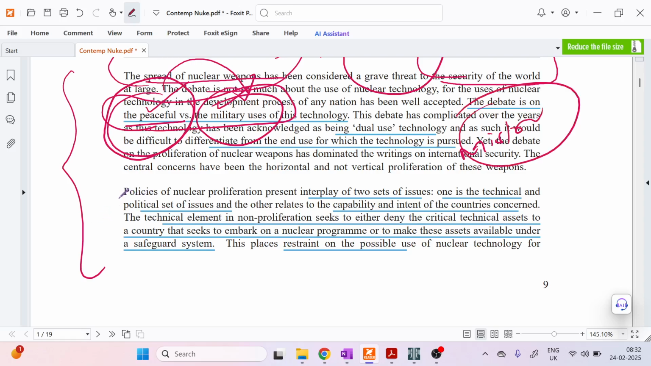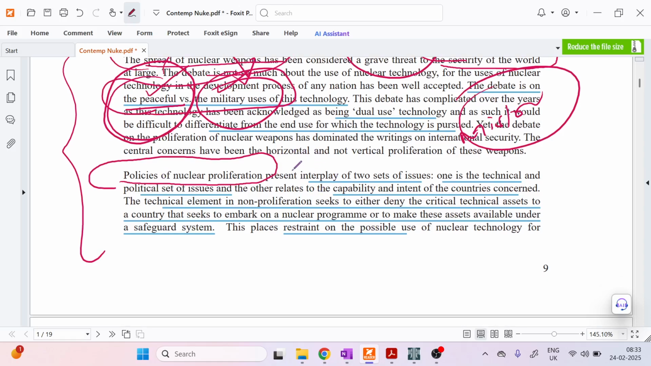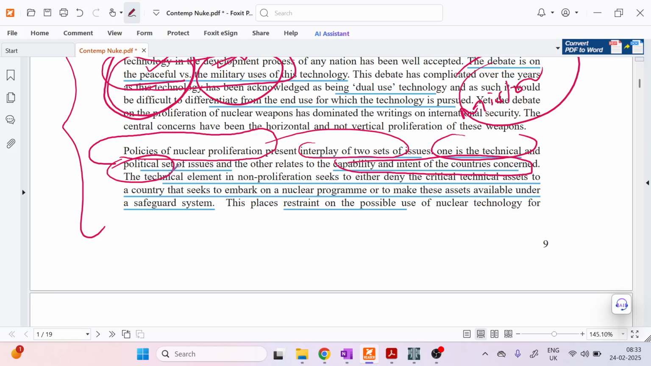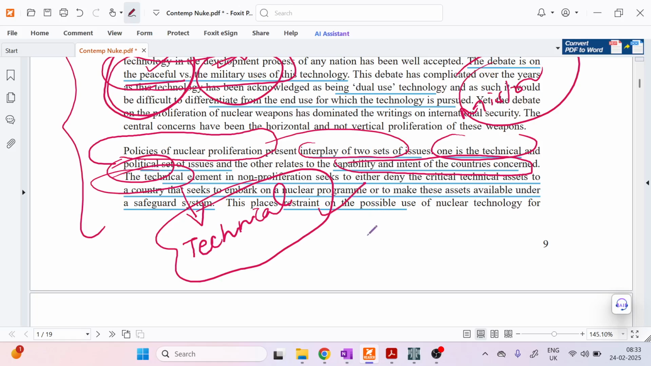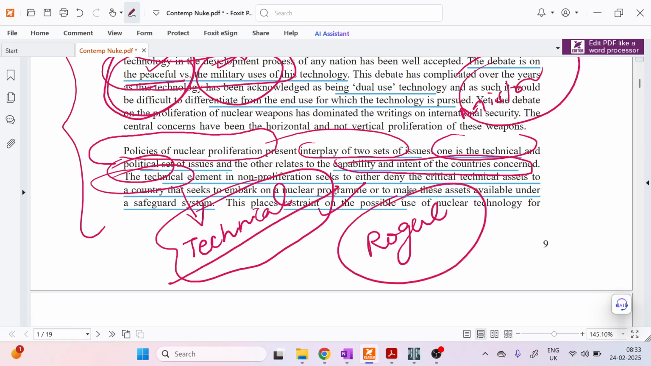Now, the countries, especially the great powers, when they want to control the spread of nuclear weapons, have established various policies. Such policies present an interplay of two sets of issues: the technical and political set, and the capability and intent of the country concerned. The technical element is about the technical infrastructure. If a certain country is a rogue element and cannot be trusted, then all the technical facilities, all the apparatus of nuclear assets, can be denied to such a country.